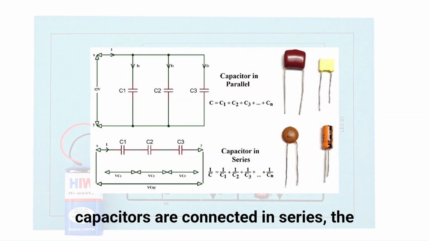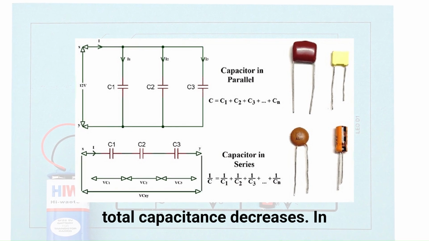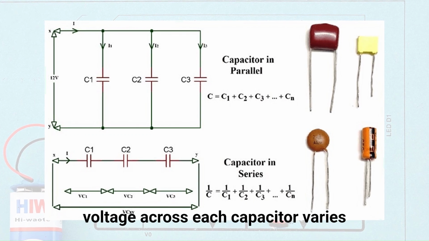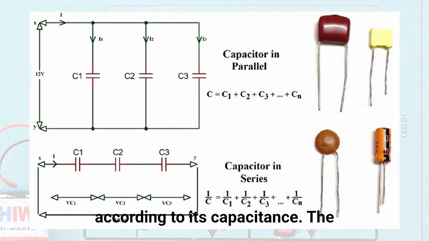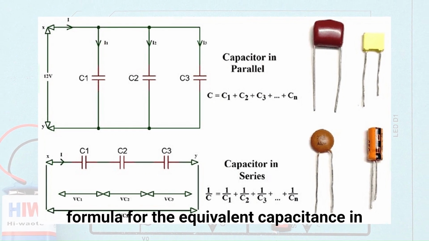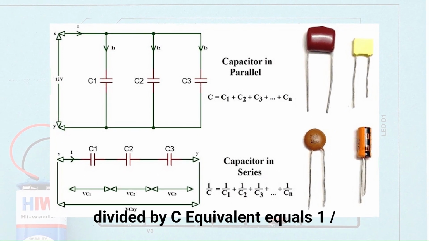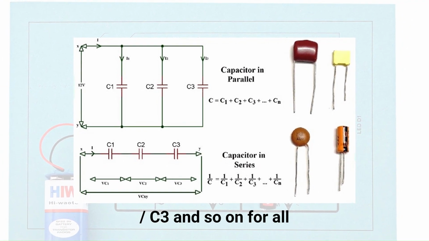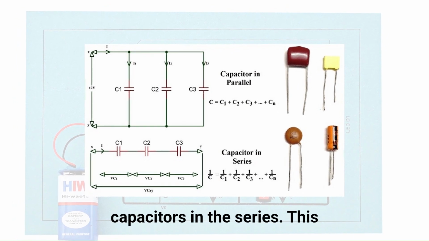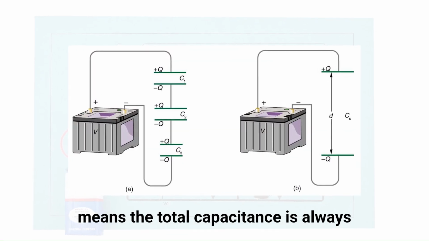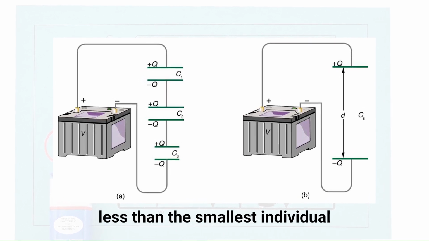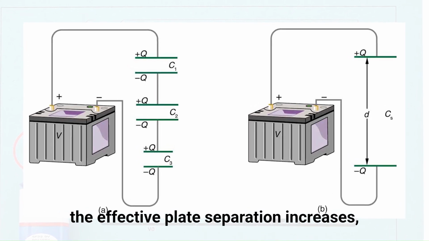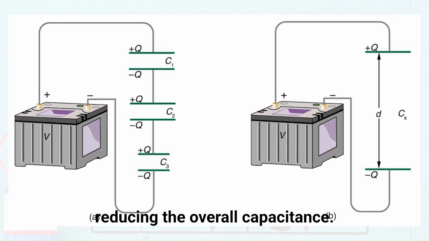When capacitors are connected in series, the total capacitance decreases. In a series connection, the charge on each capacitor remains the same, but the voltage across each capacitor varies according to its capacitance. The formula for the equivalent capacitance in a series combination is given by 1/C_eq = 1/C1 + 1/C2 + 1/C3, and so on for all capacitors in the series. This means the total capacitance is always less than the smallest individual capacitor in the series. The primary reason for this decrease is that the effective plate separation increases, reducing the overall capacitance.